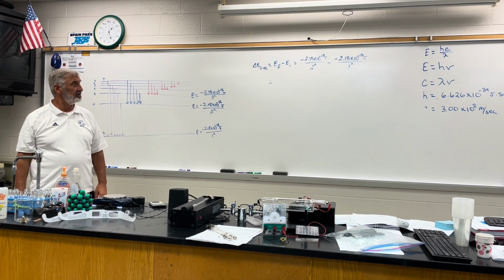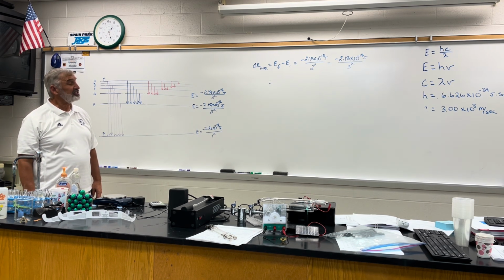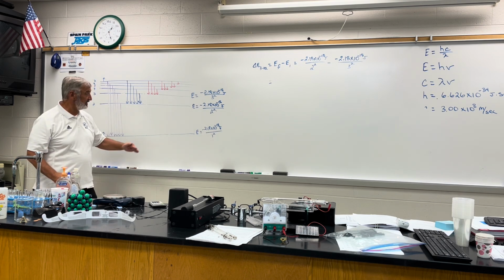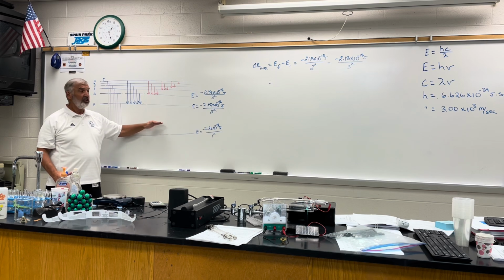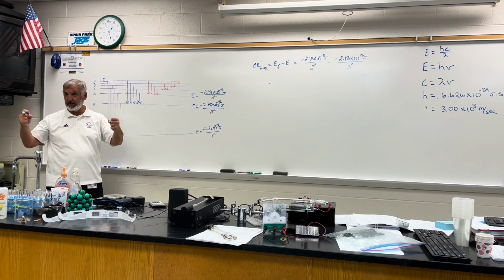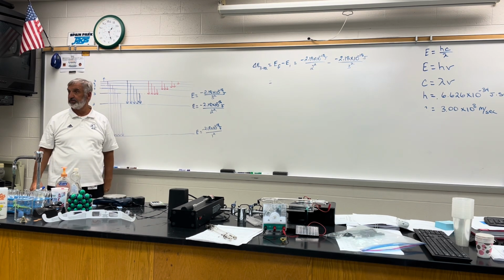What's the significance of the negative 2.18? That's just what Bohr found in terms of the energy. That was in his equation. He found out that's how much energy an electron has on each of these. And I'm just going to expand on this as soon as we get some numbers.